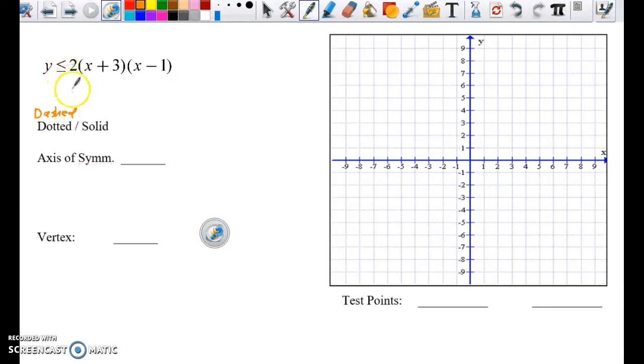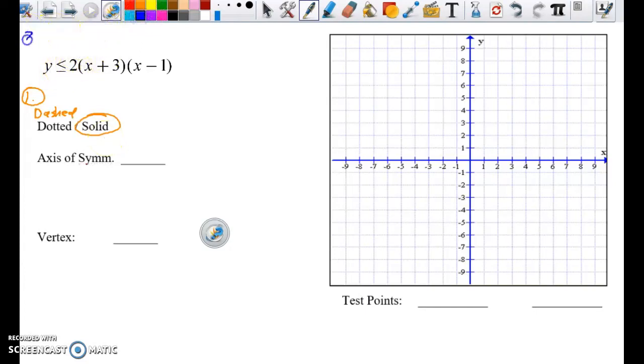While we look underneath the inequality sign, it certainly looks like it's solid this time. It's the first time we've had a solid parabola, so I'm going to circle the solid option. That was step 1. Look at the inequality. Tell me whether it's dashed or solid. This one is solid because there's the equality underneath it.